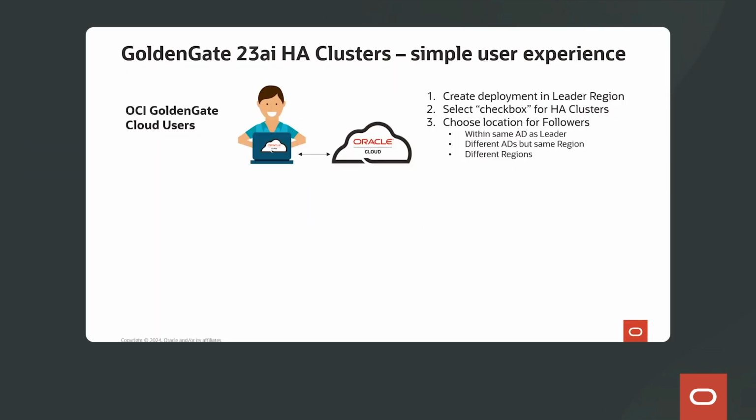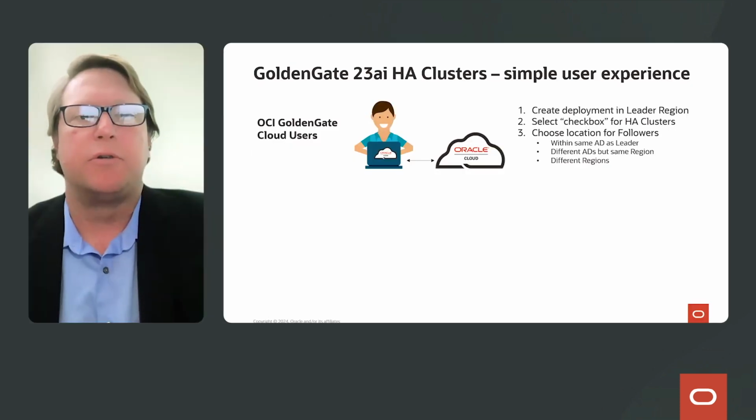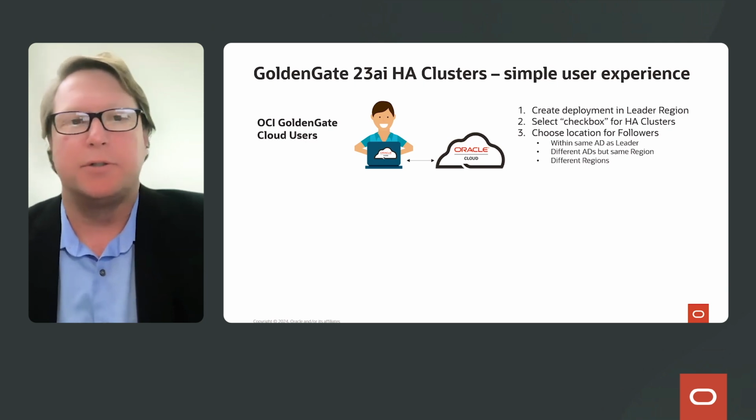Now, how to set it up? It's pretty straightforward to set up for people using OCI GoldenGate. Once you've got your one deployment created in the primary region, you simply do a checkbox to mark it that it's part of an HA cluster environment, and then GoldenGate will go out and build all the followers for you. And you just choose which domain they're going to run in or which region they're going to run in. It makes it super simple to set up.